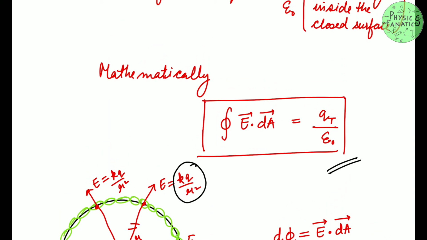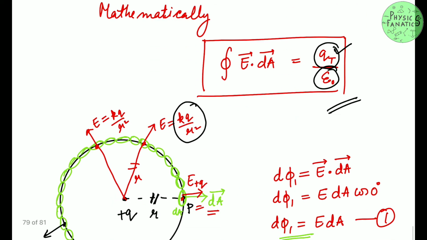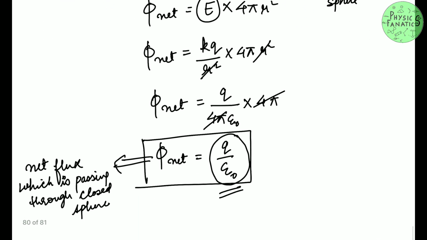The net electric flux that is passing through a closed surface is given as q, the total charge. The net flux that is passing through a closed surface is given as the net charge enclosed divided by epsilon naught, right? I hope you guys can understand that. You can very nicely see that we got the same result. So that's why Gauss law is so useful.